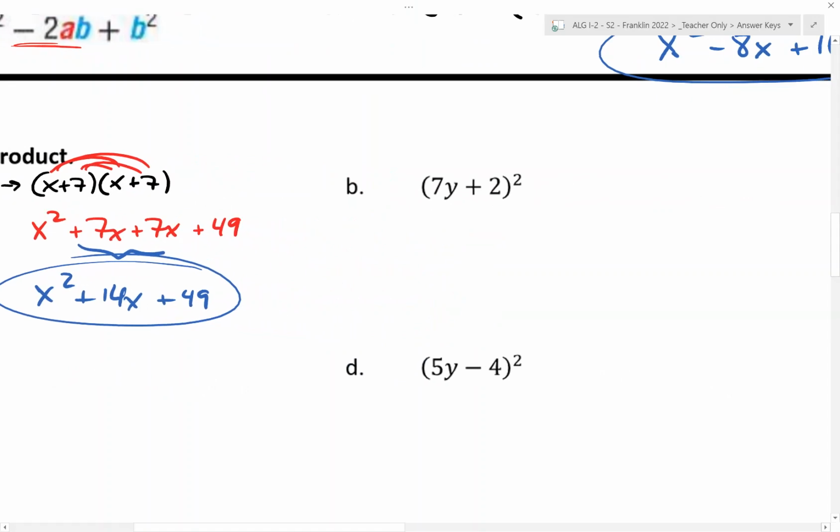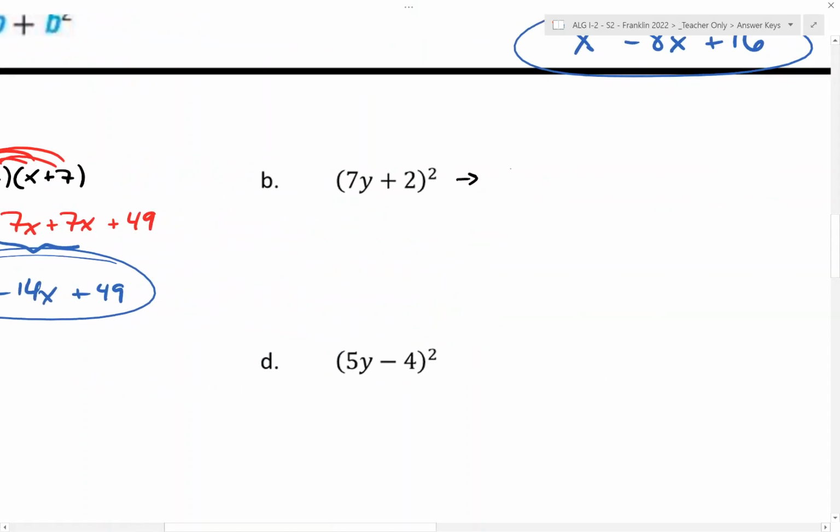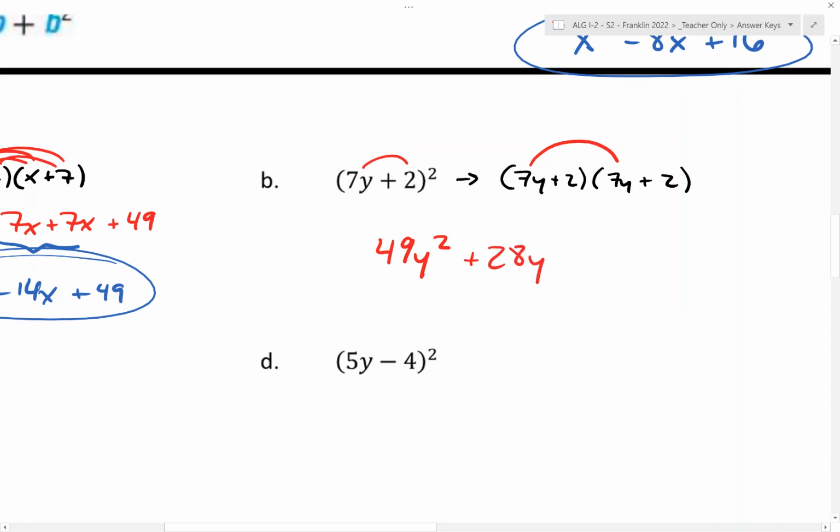Looking at example B. Again, if you're not sure, just write it out. (7y + 2) times (7y + 2). But to try the pattern, first we take the first term and square it, 7y squared, that's 7y times 7y, that's going to be 49y squared. And then we multiply the two terms together and double it. So 14y times 2, that's going to be 28y. And that's what we get by doing 2 times 7y and 7y times 2. Those are both 14y, and they're going to get added together anyway.